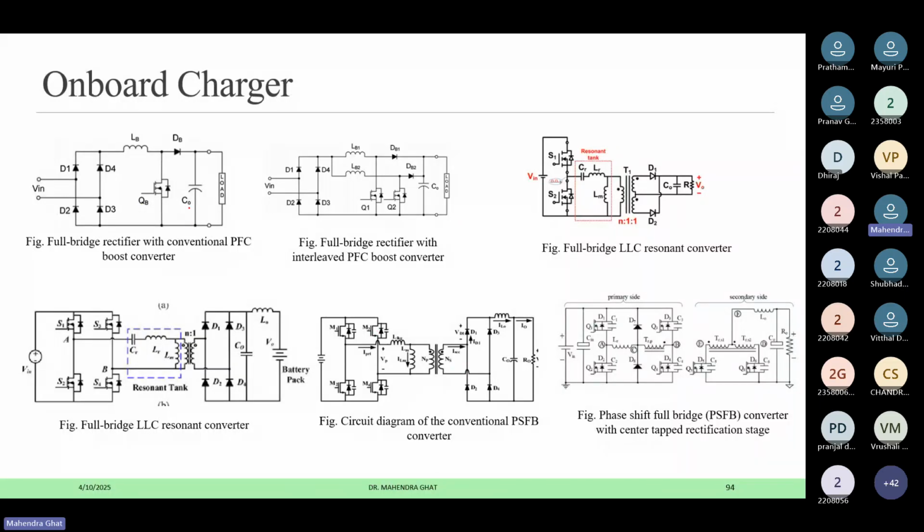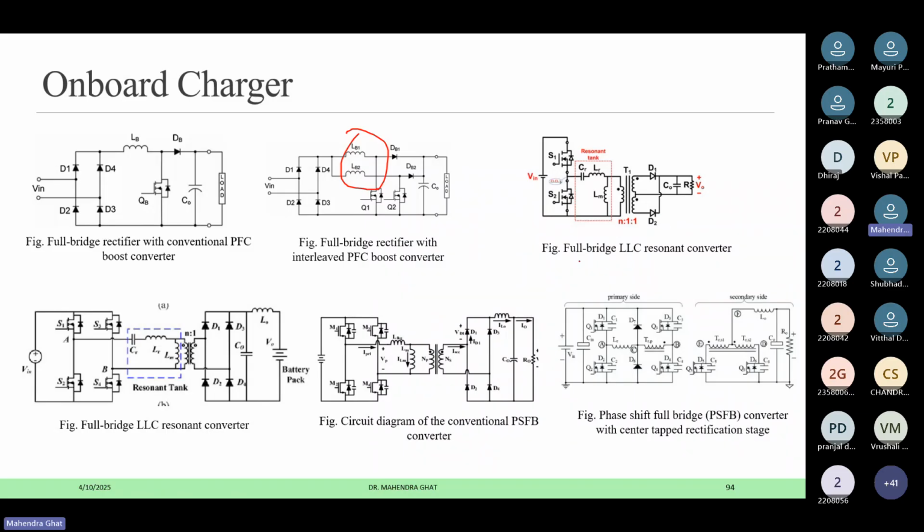For a two-wheeler and similar vehicles, no isolation is required. There, this type of onboard charger is directly used, where we have the AC supply, diode rectifier and the boost converter, which acts for power factor correction as well as giving the DC supply here. Some interleaving is also done. You can see the interleaving here for some of the chargers. It is a boost converter again, but with interleaving.